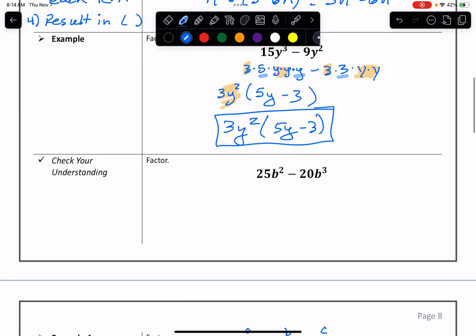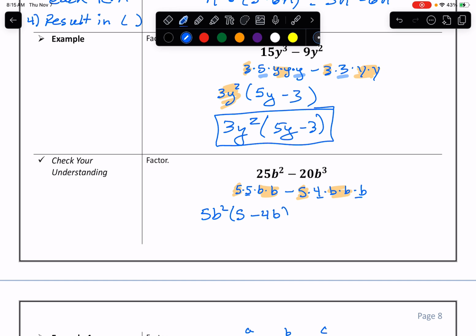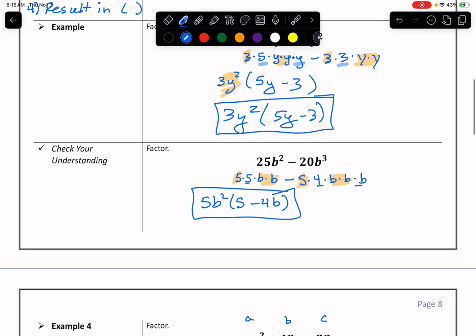Okay. 25b squared minus 20b to the third. Okay? So again, if you can do this without writing it out, that's fine. Maybe you just know that both terms have a 5 in them, and both terms have 2 b's. Okay, but I'm going to write it out. I'm going to say that 5 is in common with that 5. Okay, the 4 and the 5, they can't come out, but there's 2 b's and there's 2 b's. So I have a 5 from the first, 5b squared gets out. I'm left with a 5 minus 4b. And that's my answer. Okay?